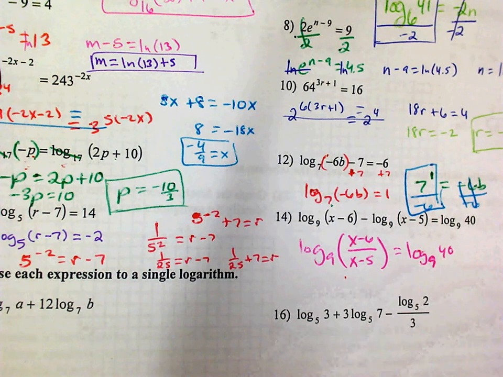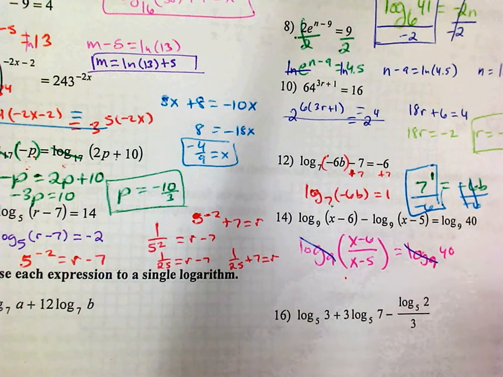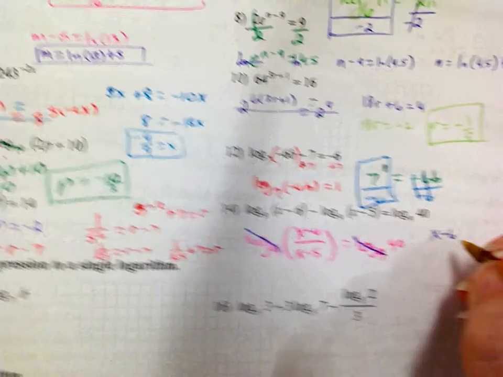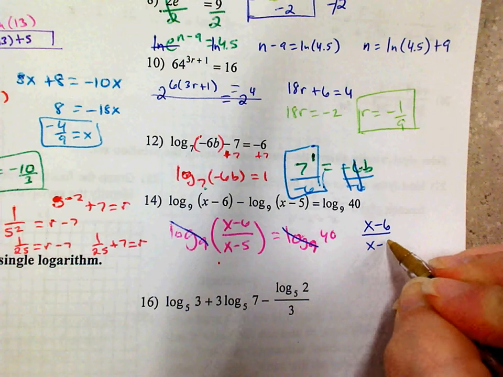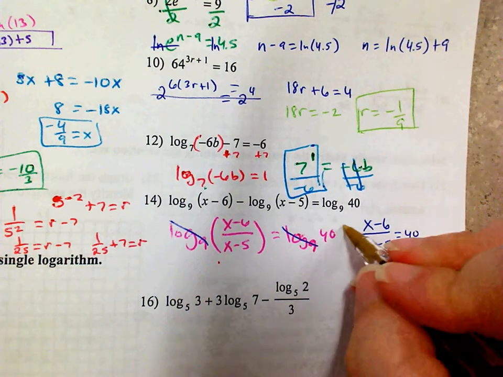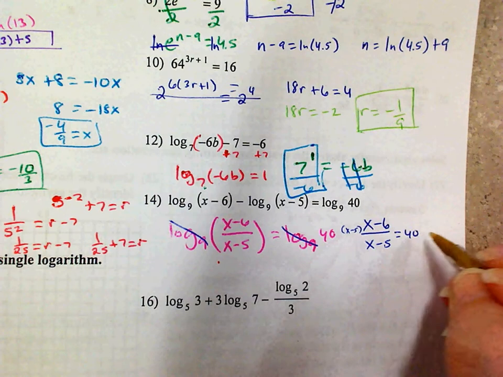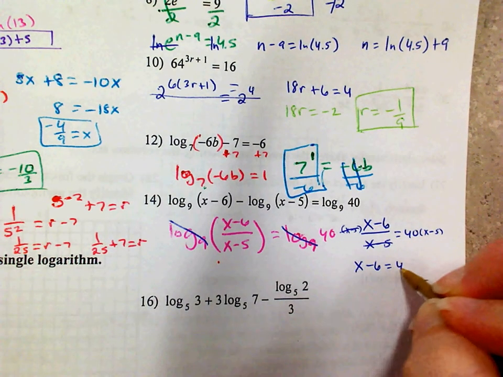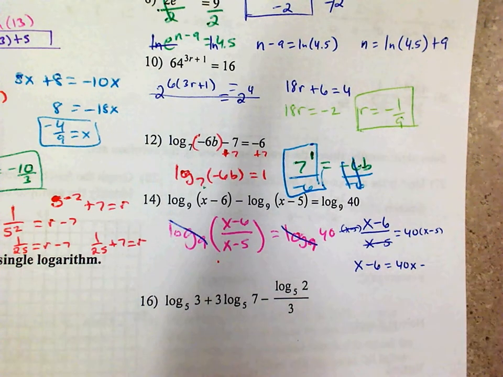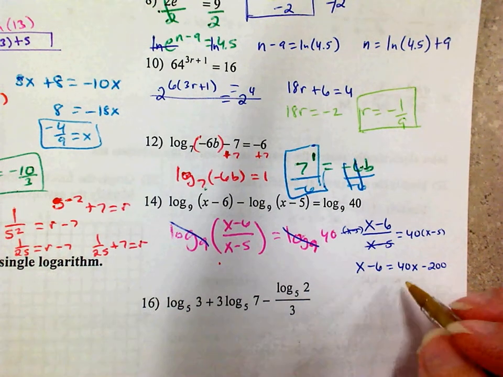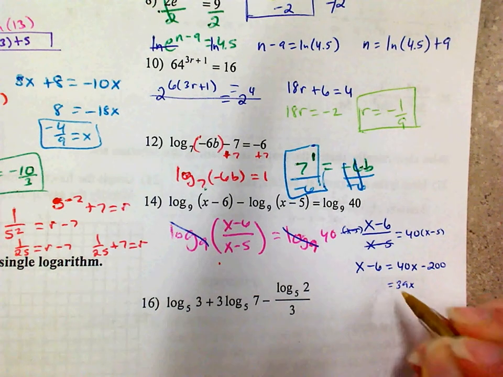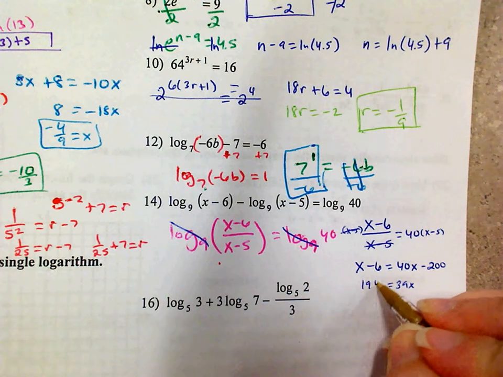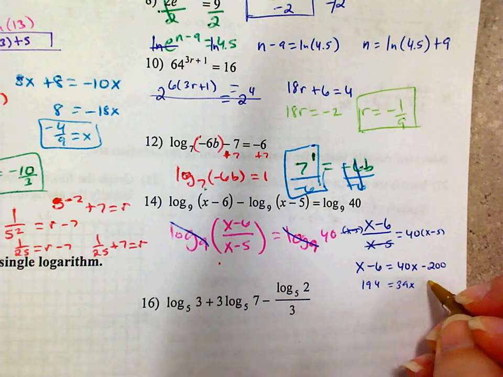Okay, so now I've got one log equal to another. Cancel them out. (x minus 6) over (x minus 5) equals 40. I'm going to multiply both sides by x minus 5. Those cancel out like they should. x minus 6 equals 40x minus 200. Right? Yes. Okay. I'm going to subtract x and get 39x. I'm going to add 200 and get 194, and then divide by 39. So x equals 194 divided by 39.